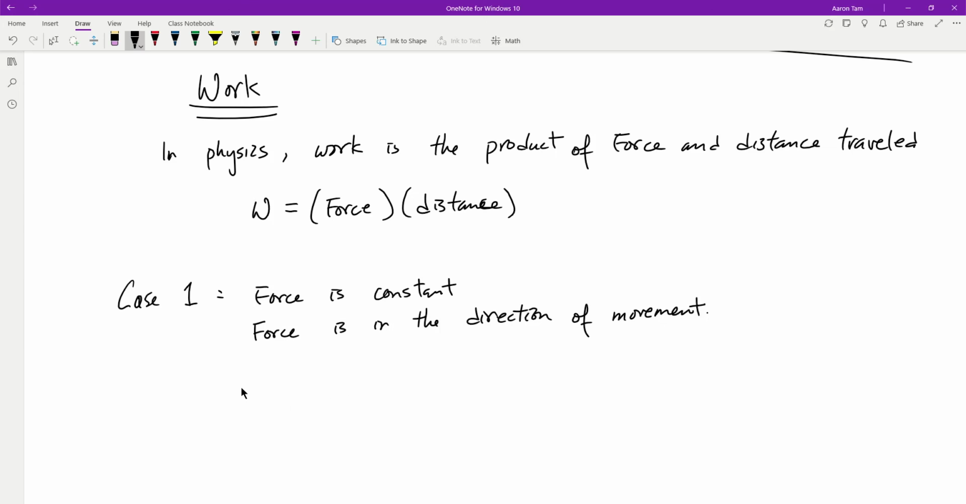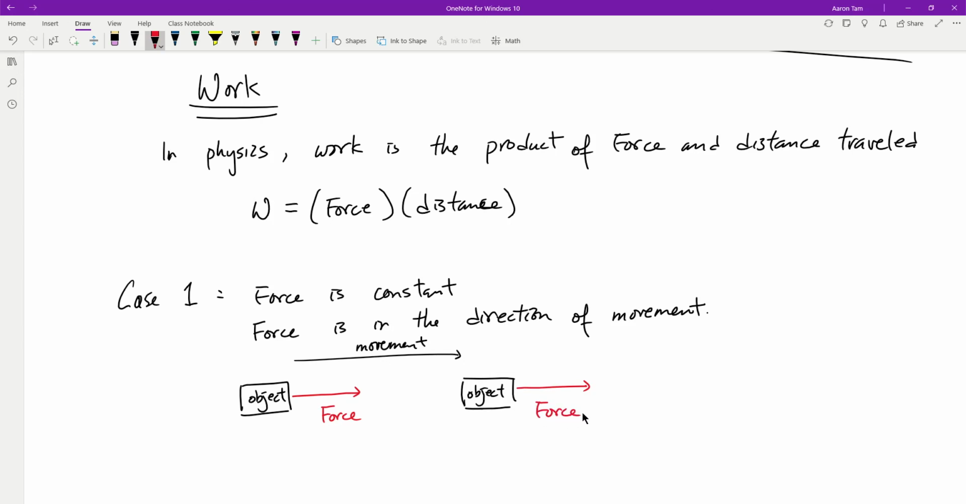So imagine the following. You have an object. And here's the force. And that force doesn't change. And then this object moves this way and ends up at this point, with the same exact force pointing in the same direction and with the same magnitude. So in this case, the distance traveled is right here.